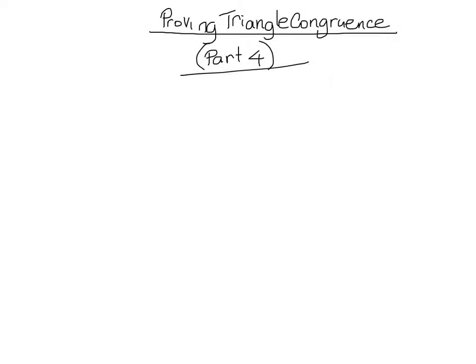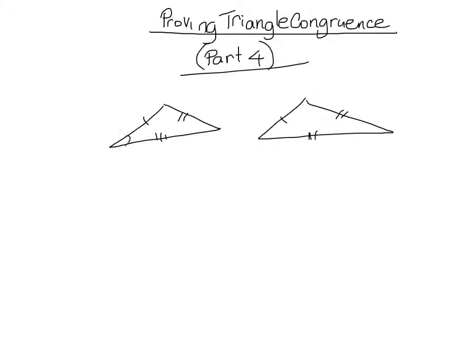So in a previous video, we spoke about the fact that in order for two triangles to be congruent, we have to have congruent sides. So all sides of the triangle would have to be congruent to all sides of the other triangle, and congruent angles.